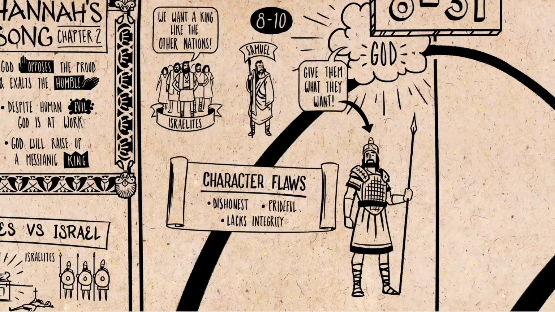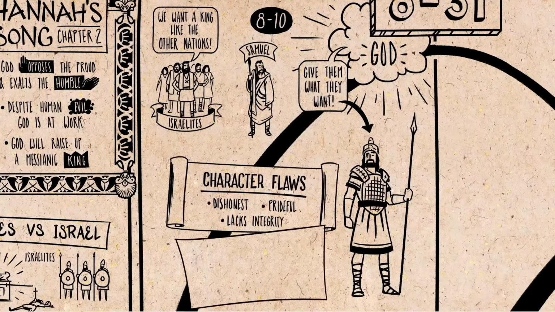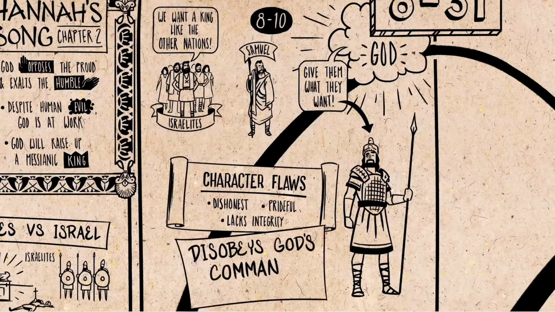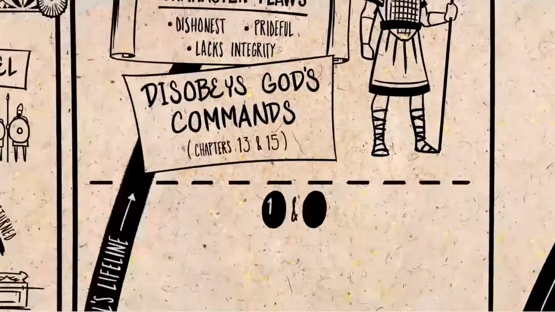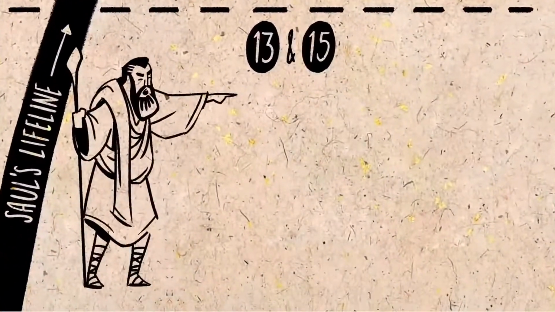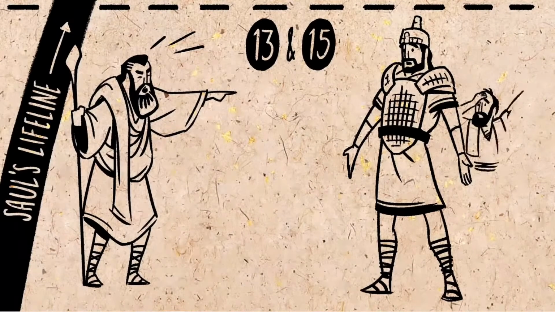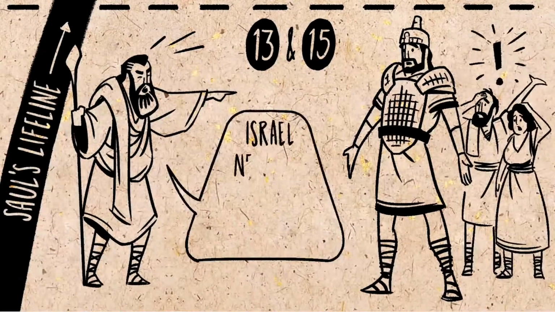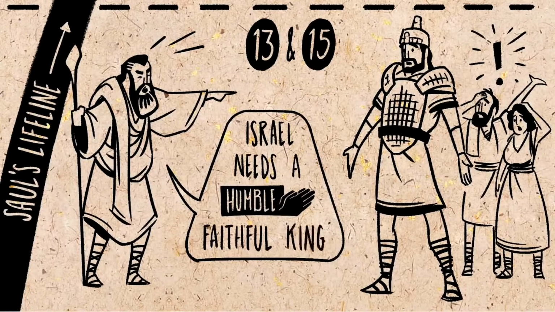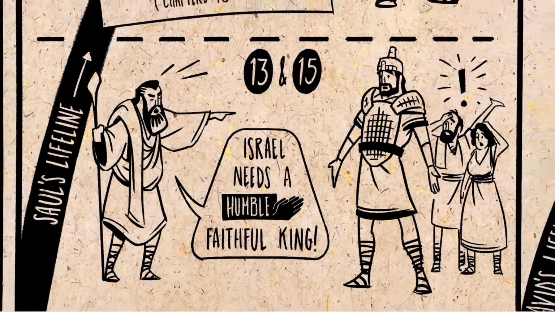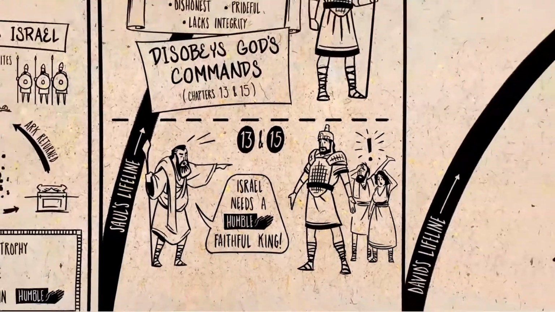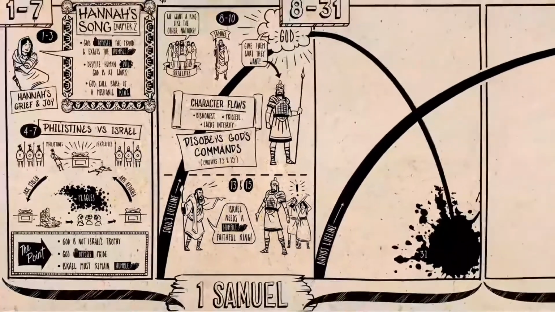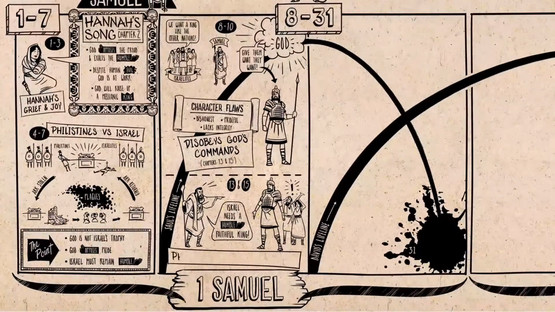He wins some battles at the beginning, but his flaws run so deep, he eventually disqualifies himself by blatantly disobeying God's commands. And so the aging Samuel confronts Saul and Israel. He had warned the people that they would only benefit from a king who's humble and faithful to God. Otherwise, the kings of Israel will bring ruin. So he informs Saul that God is going to raise up a new king to replace him. And so Saul's downfall begins.